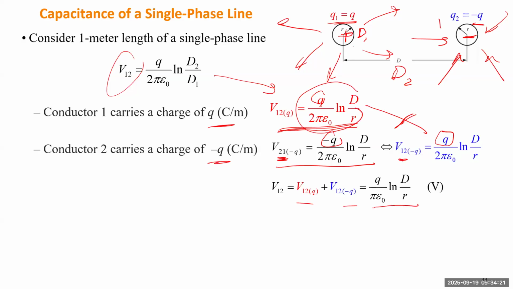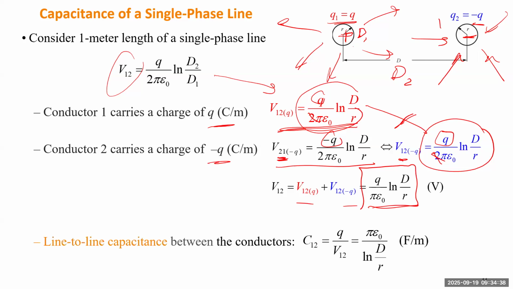So you see those two are actually identical. Basically, we just get rid of the 2 in the denominator. So this will be the total voltage due to the positive charge and negative charge on the two conductors. Okay. Then what is the capacitance?